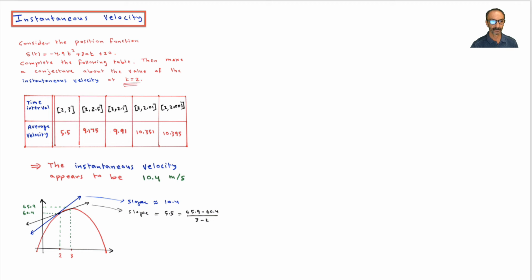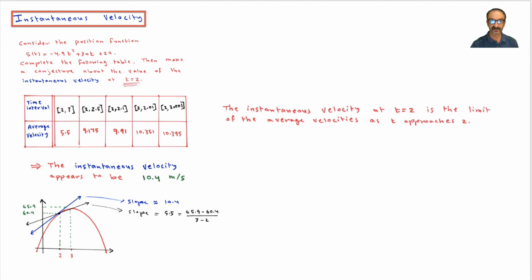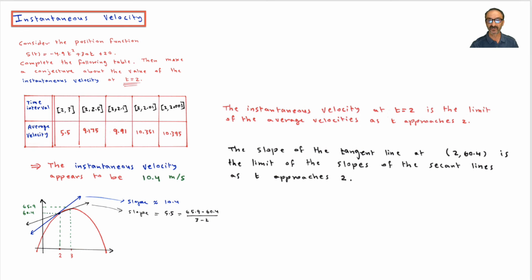Alright? Now, the instantaneous velocity at t equals 2 is the limit of the average velocities as t approaches 2. The slope of the tangent line at 2, 10.4. You get this number if you plug in 2 in the equation right there. Is the limit of the slopes of the secant lines as t approaches 2. I can't graph all the secants right here, it's gonna be too busy right there, but you get the idea.